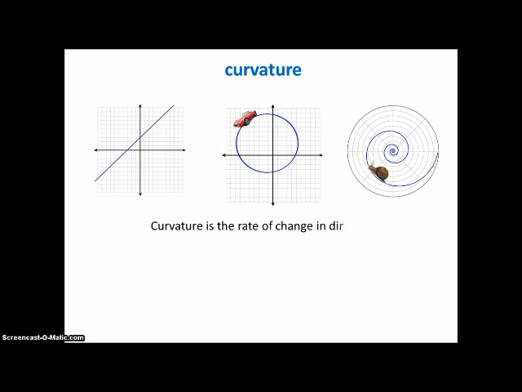So curvature is the rate of change in direction with respect to the distance traveled. And mathematically speaking, we're going to start with what we call the tangent vector, which is a unit vector in the same direction as the velocity vector. So we take the velocity vector and divide by its length. So it looks something like that.